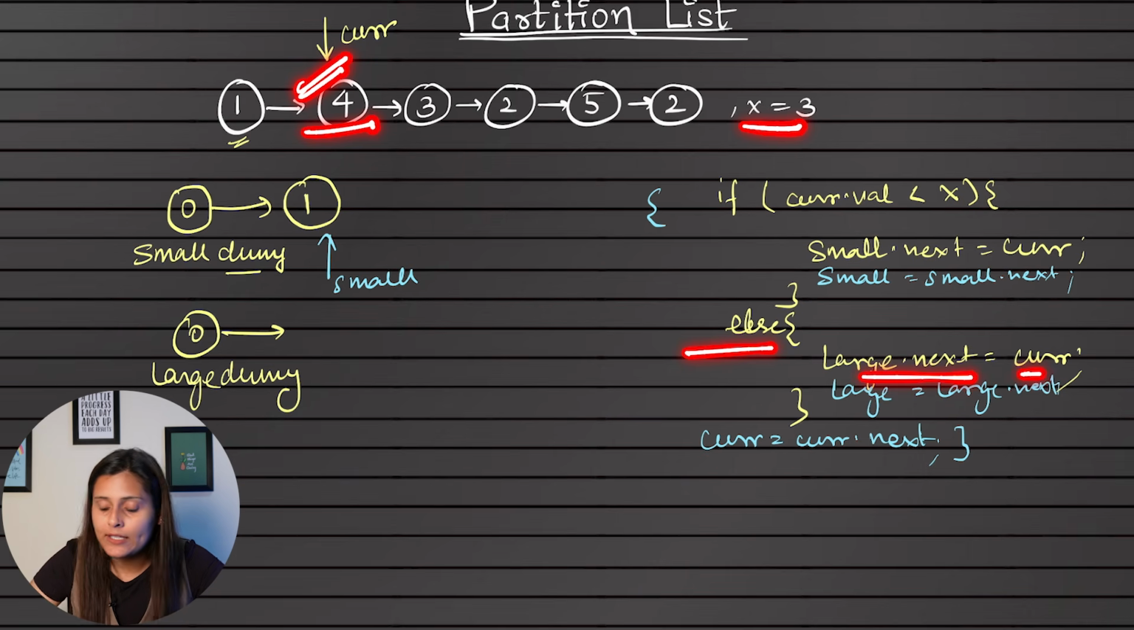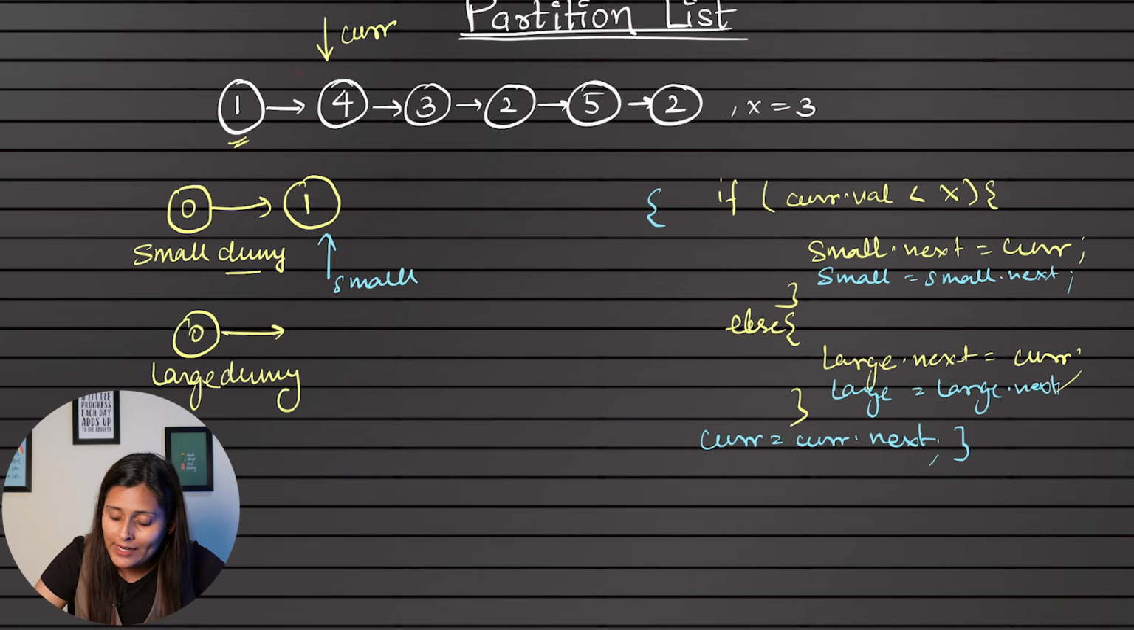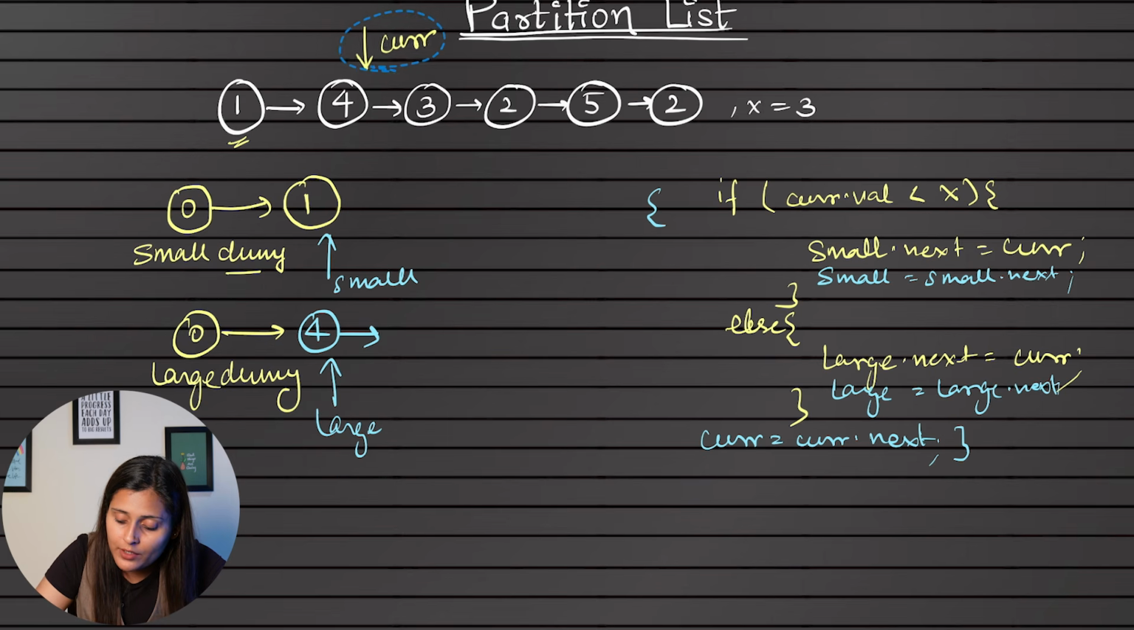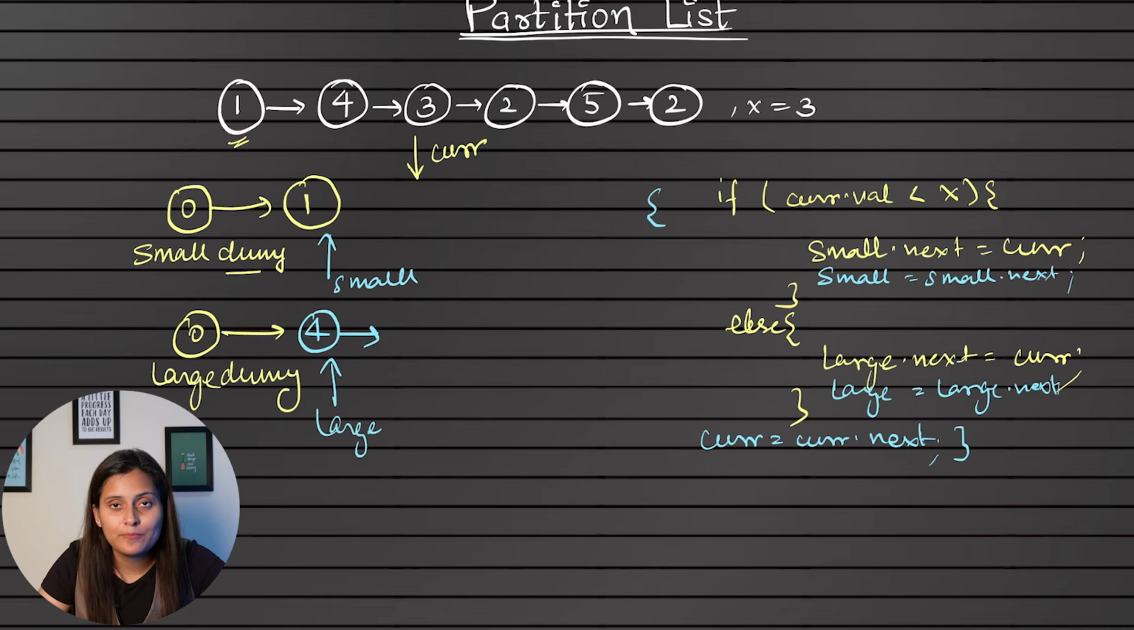Large dot next, connect current. So in the large dot next, we will connect what? Can I say 4? Yes, we'll connect 4. Done. Now what will happen? Now again we will move our large from here to here, and also we'll move our current from here to, let's say, here, correct? Done.